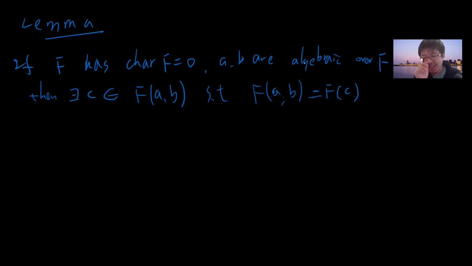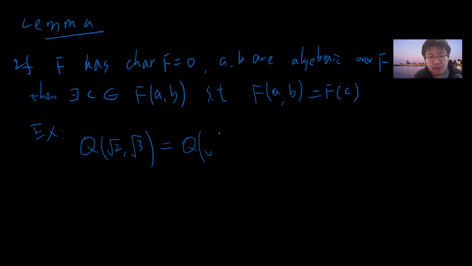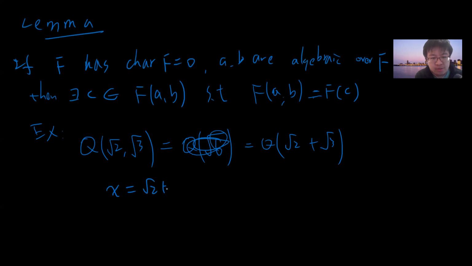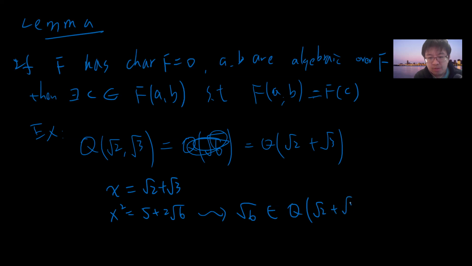This is very weird. It means that if you have a lot of roots and you adjoin them to a characteristic 0 field, it is actually the same as finding another strange number C which you can adjoin. For example, we take Q and you want to add the square root of 2 and the square root of 3. I think you can check that this is the same as adding the square root of 2 plus the square root of 3. The reason is that suppose you take x equals square root of 2 plus square root of 3, and you square, you get 5 plus 2 square root of 6. So that means square root of 6 belongs to Q(square root of 2 plus square root of 3).